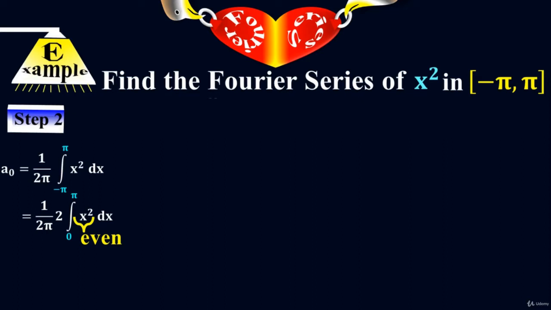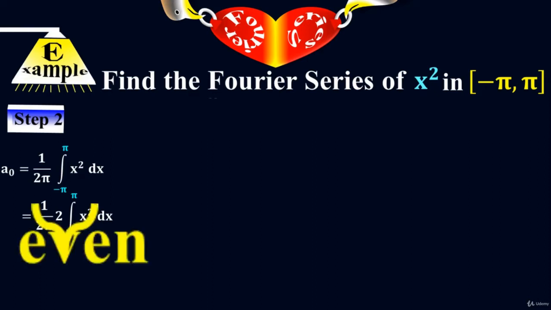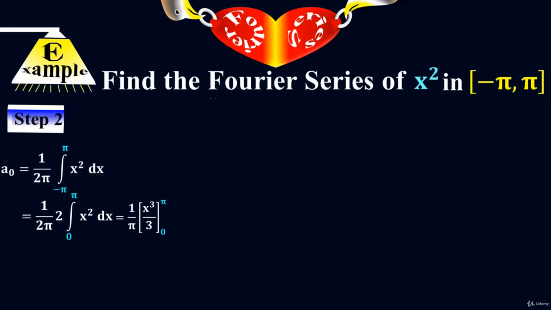Remember, if the function is an odd function, it automatically equals 0. But if the function is even, you can calculate it further. So I'm going to take the integration of x squared, which equals x cubed over 3. When you expand the limits, at the end you will get pi squared over 3. This is my a sub naught.